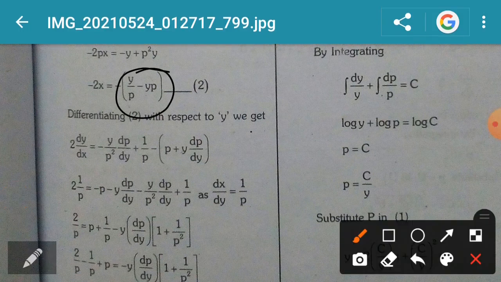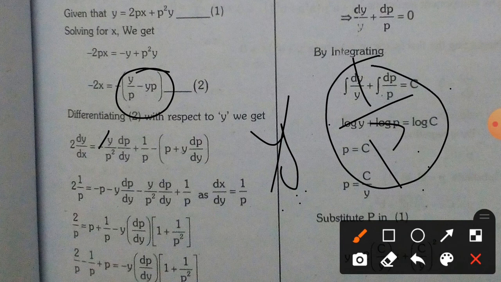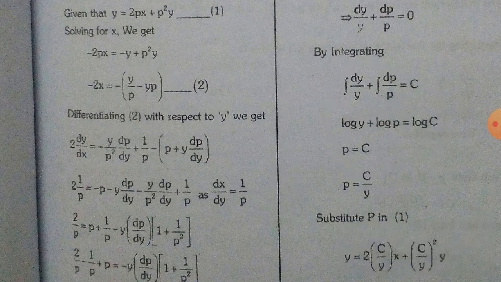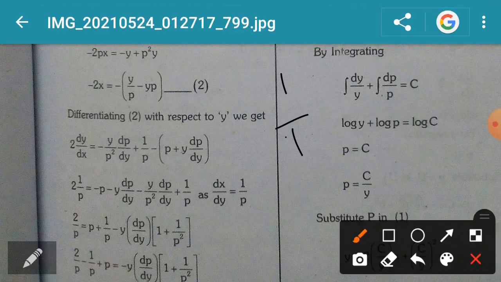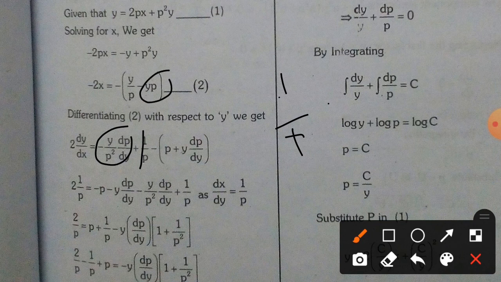Later, the y into 1 by p formation is there. Using the u into v differentiation, u into v dash plus v into u dash, we differentiate 1 by p, which gives minus 1 by p square into dp by dy. After that, 1 by p into y differentiation 1, so 1 by p whole, y, which is also y into p differentiation, dp by dy, p into y differentiation 1.